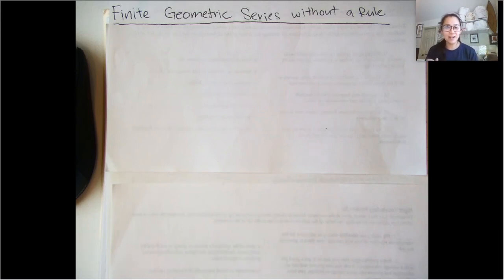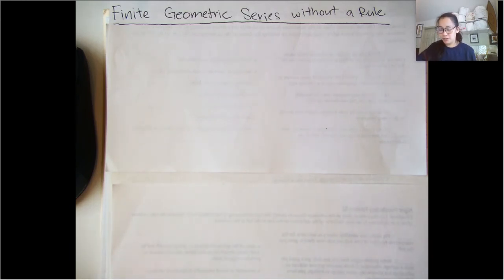So we're going to go ahead and talk about finite geometric series when you're not given a rule. Basically, maybe you have to write this rule, maybe you don't. If I ask you, on a test or a quiz, to write some series in summation notation, then you need to write the rule. If I just ask you for the sum, then of course you don't have to write the rule, but you need to be able to find the sum. And so I'm going to go ahead and do an example of that.